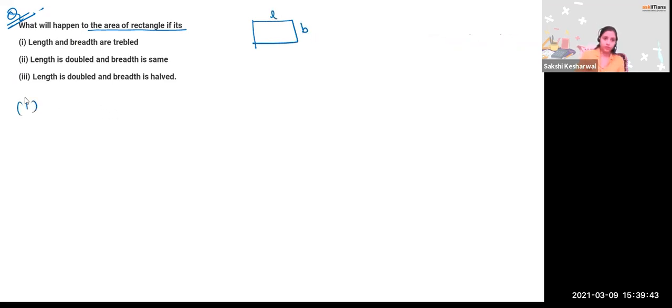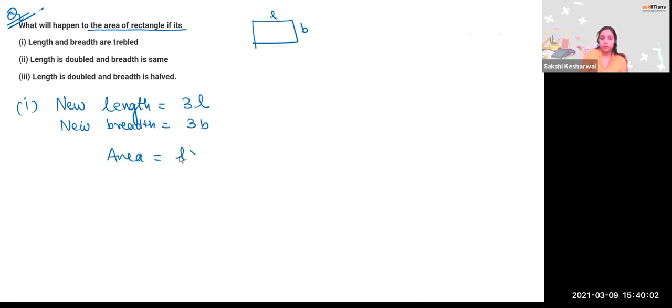So let's talk about the first part. New length will be how much, beta? New length is equal to 3L. And the new breadth is equal to 3B. So its area is going to be what, beta? L into B, that's the original. The new area is going to be 3L into 3B, right or not? Which is equal to what?